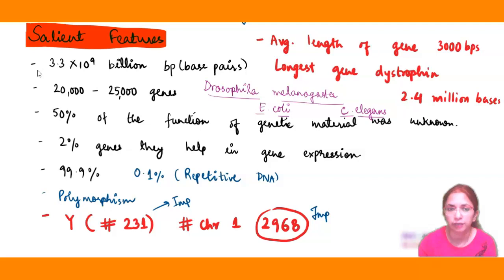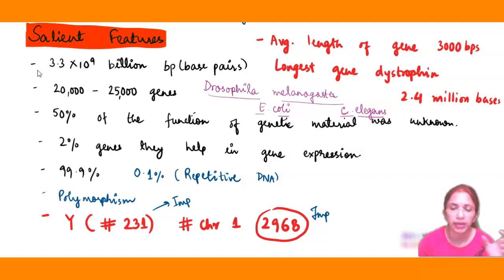Okay, so the salient features of the Human Genome Project are very, very important. I would advise that if a subjective paper comes, you should not leave any feature. Every feature is important. Last but not the least, we are heading towards the application of the Human Genome Project.